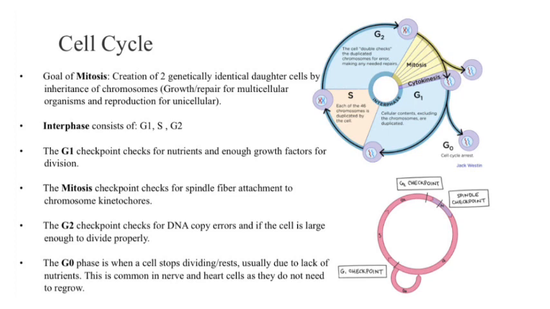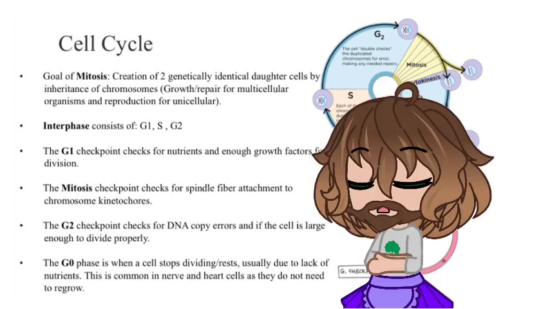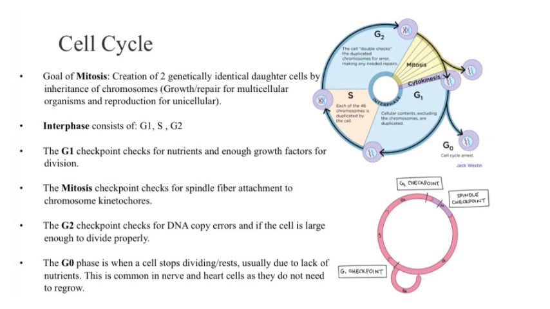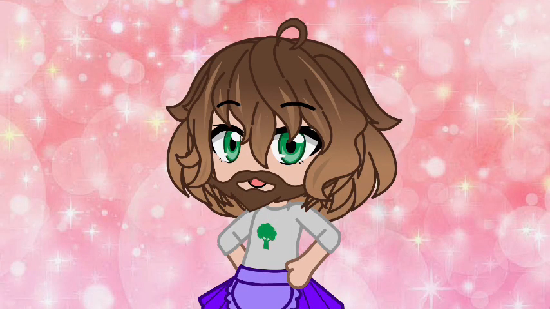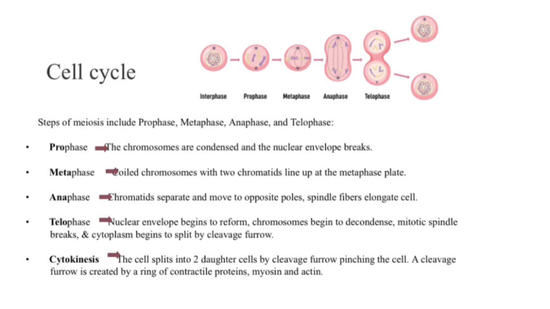Interphase is composed of G1, S, and G2. The cell spends around 90% of its time in interphase. The first checkpoint is located between G1 and S, the second at the end of G2, and the third in mitosis. Mitosis is composed of four stages: prophase, metaphase, anaphase, and telophase. The details are on the screen. This ends with cytokinesis to split the cell into two separate identical daughter cells.